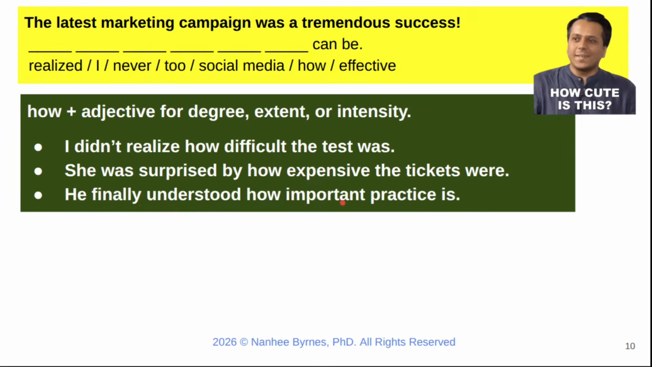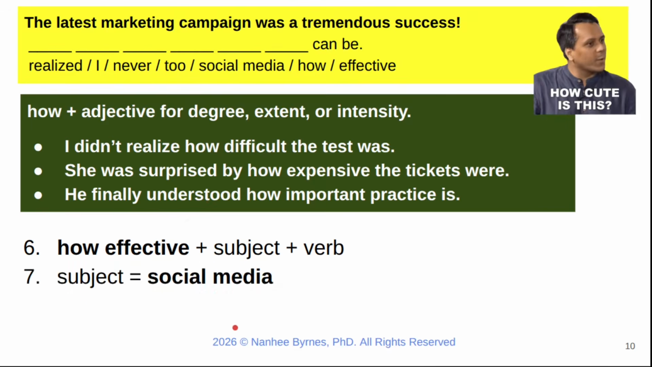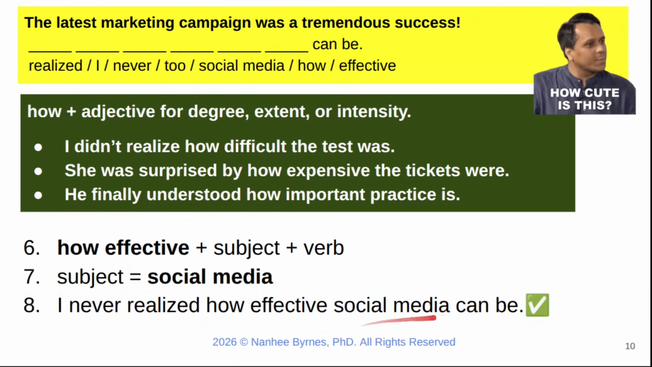So here, we have how effective. In the noun clause, we need a subject and verb. The subject is social media. Correct sentence: I never realized how effective social media can be.